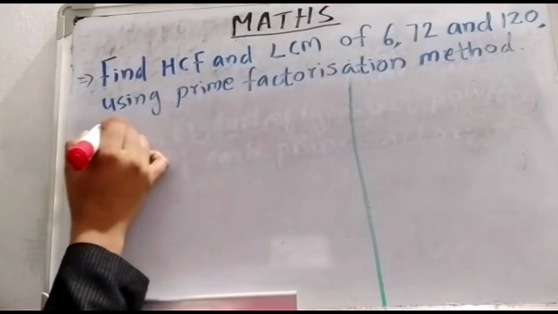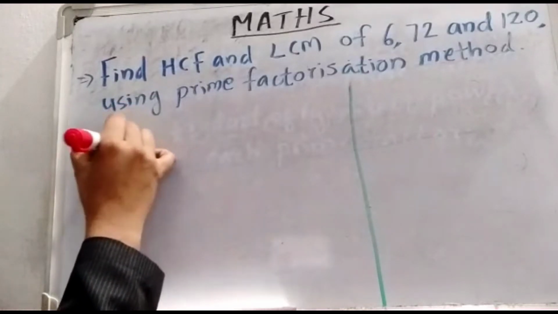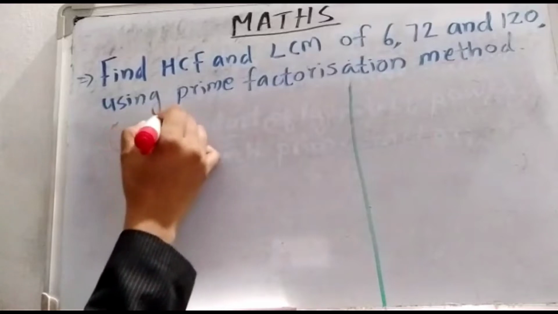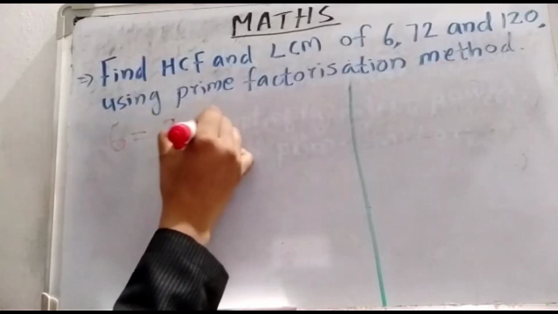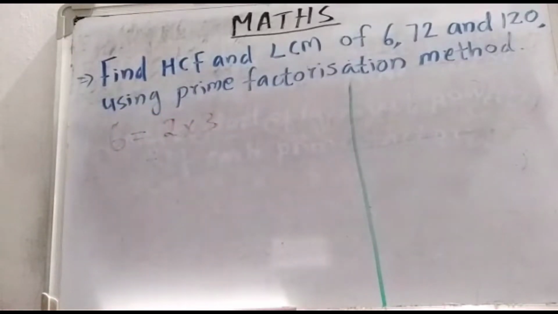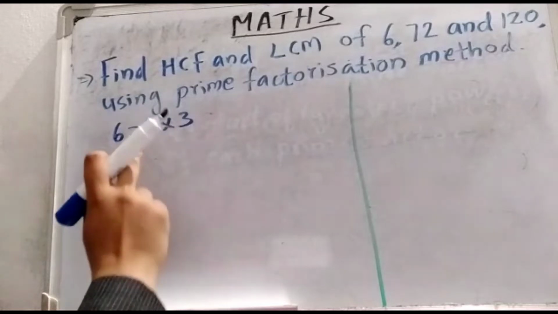Then what is 6? No need of doing any factorization. 6 is equal to 2 into 3.